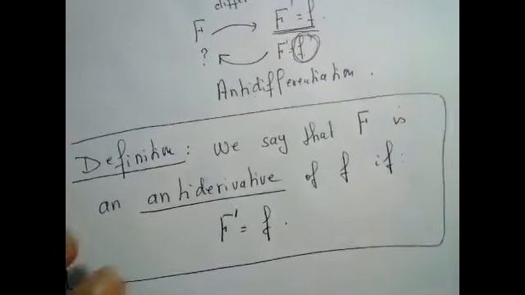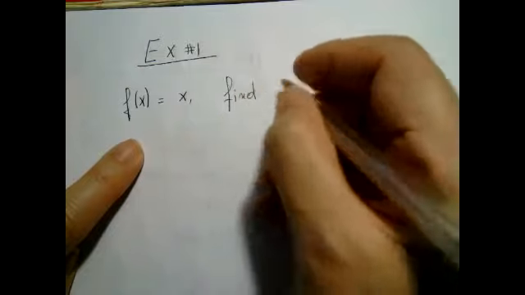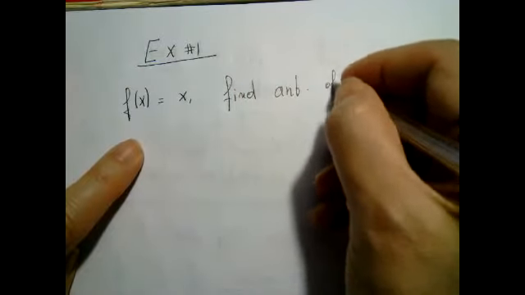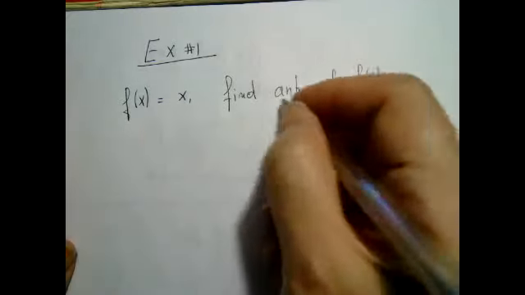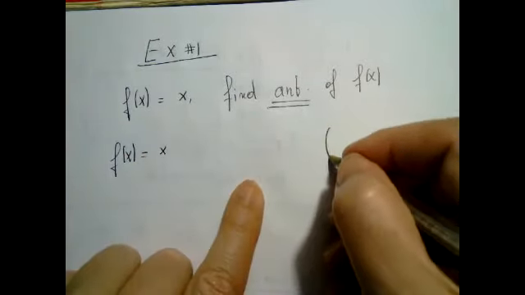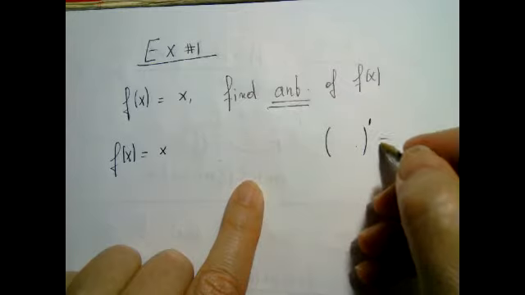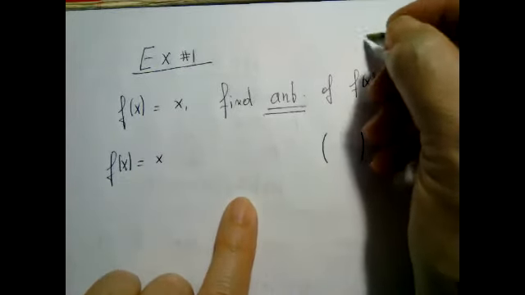So let us practice this definition a little bit before we move on. All right, for example, suppose I give you Example 1. Let f of x equal a simple one, f of x equals x. Find an antiderivative of f. What does it mean? It means I want you to find a function that, when you differentiate it, you get x. So x is the derivative.